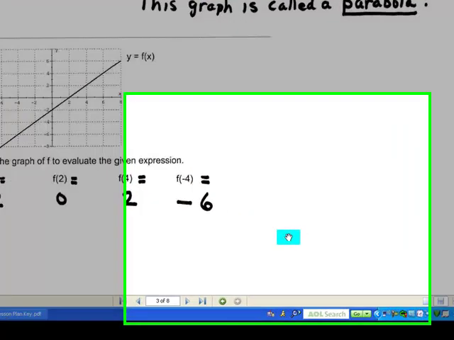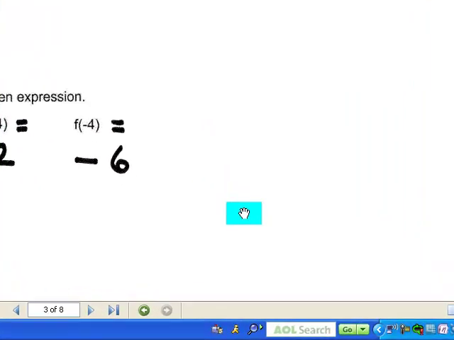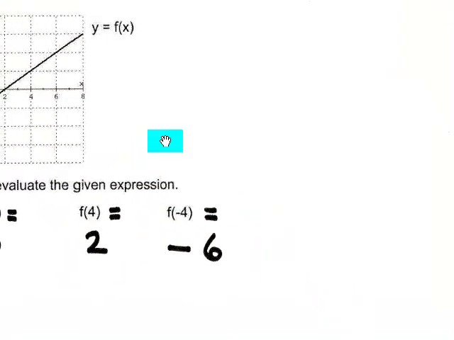Okay, ladies and gentlemen, lesson 2.1 continues. This is 2.1 part 3. There are a lot of very important skills in this section, so we need to go through them fairly carefully.